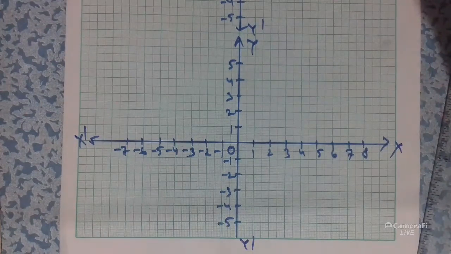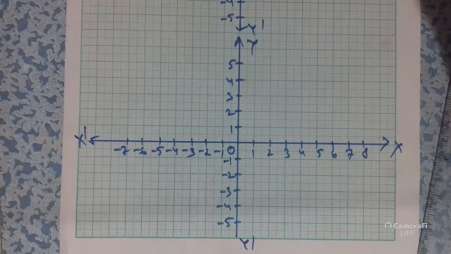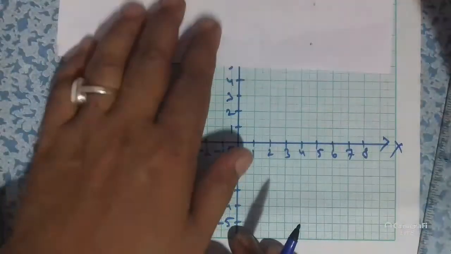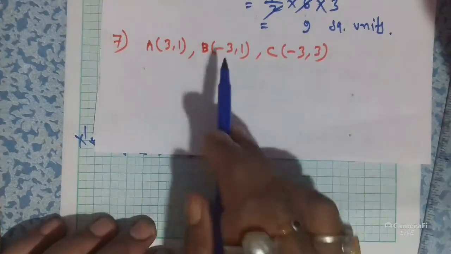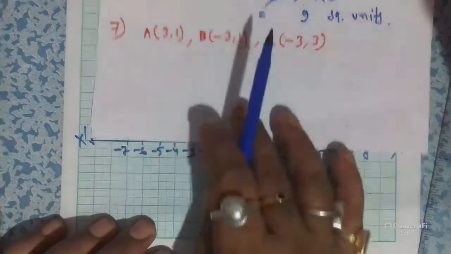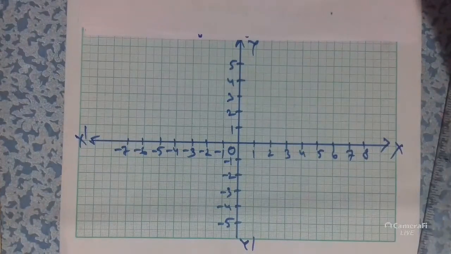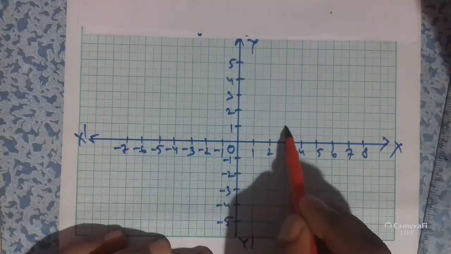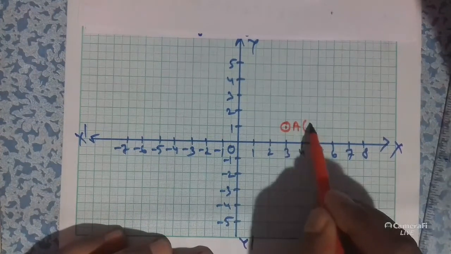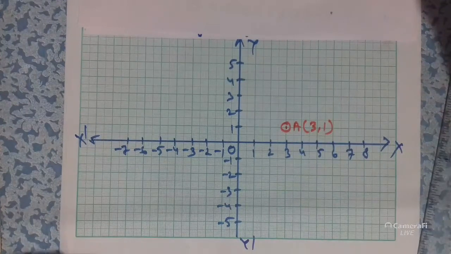So what are the points? First one is A (3, 1). Here you can see A (3, 1), B (-3, 1) and C (-3, 3). So first we have to plot A (3, 1). So 1, 2, 3. This one is 3 and 1. This one is A (3, 1).